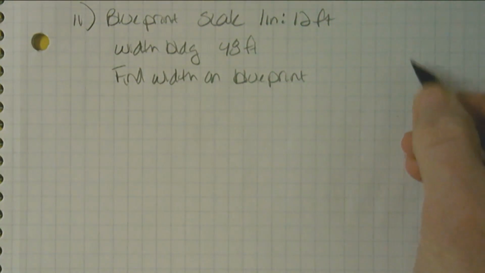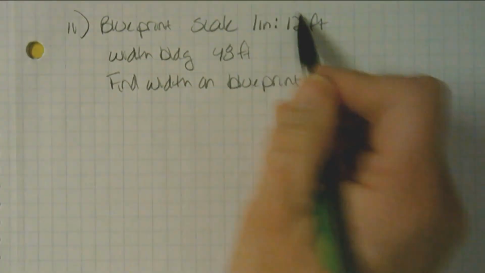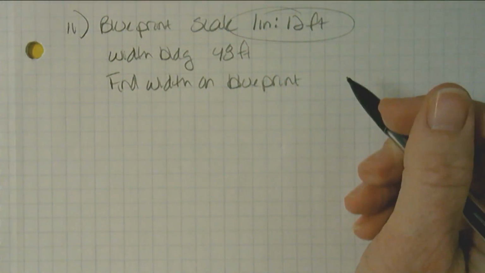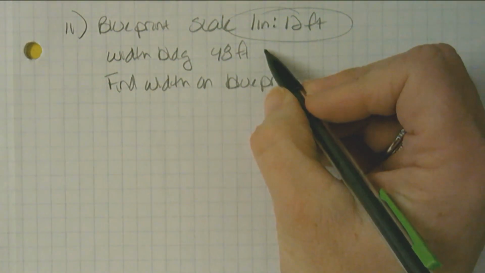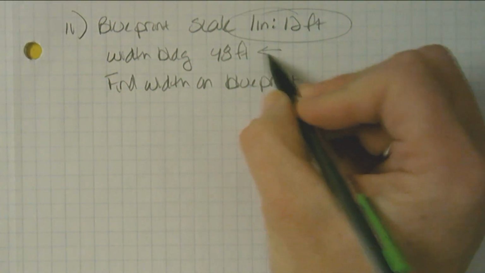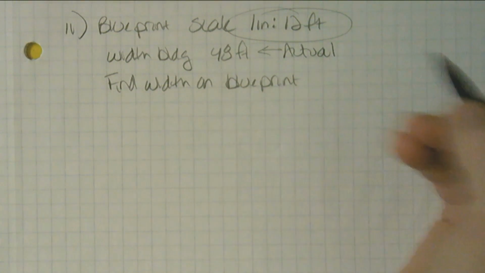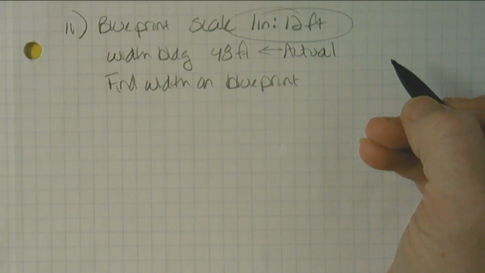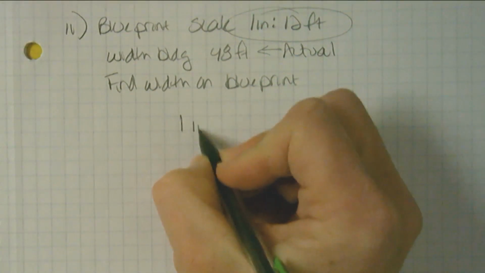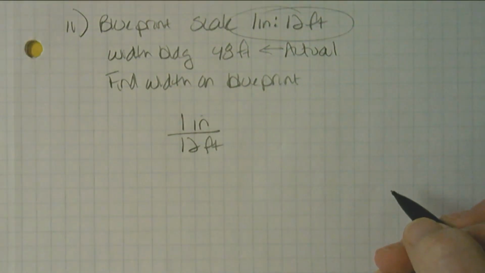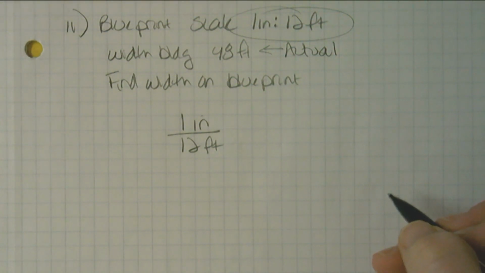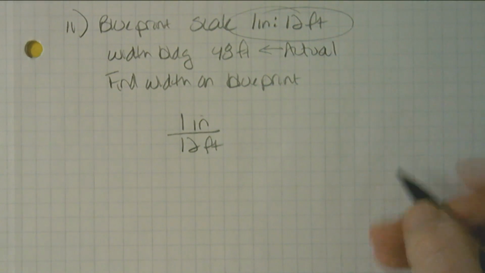Okay. So Nick, I'm given a scale. What else am I given? Is that actual or is that the blueprint? So this is our actual. So anytime we're given a scale, we always write our scale as our known fraction. So I'm doing 1 inch over 12 feet. I always put my units on it just so I can see where they line up.